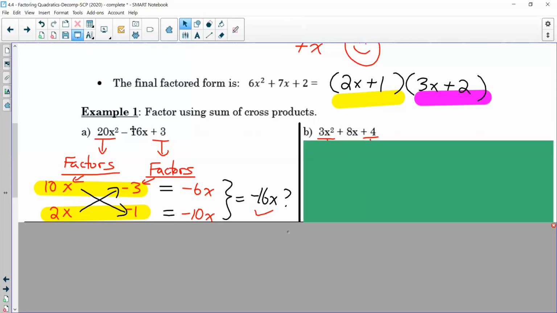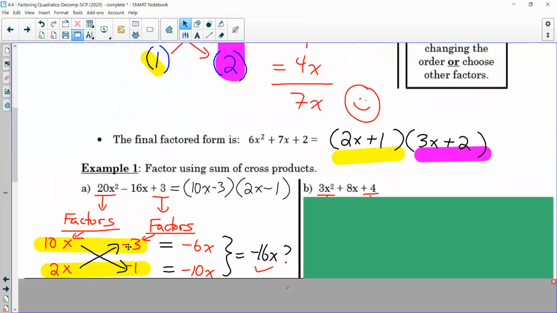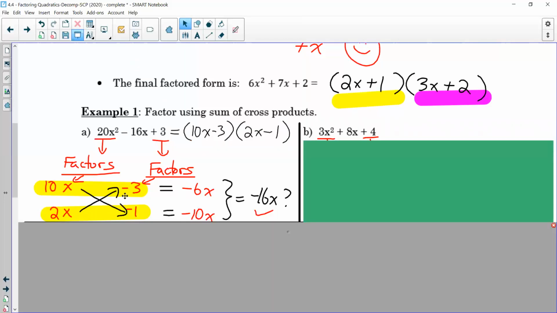So this one here, oh, I guess I should show you the final results. The final results, see the highlighted part, 10x minus 3, 2x minus 1. There's your final factored form. So you can read it straight across. It's a little bit different than the way I had it up above. Here I had it vertical. Here I've got a little horizontal. Might be easier to write it this way. 10x minus 3 and 2x minus 1.